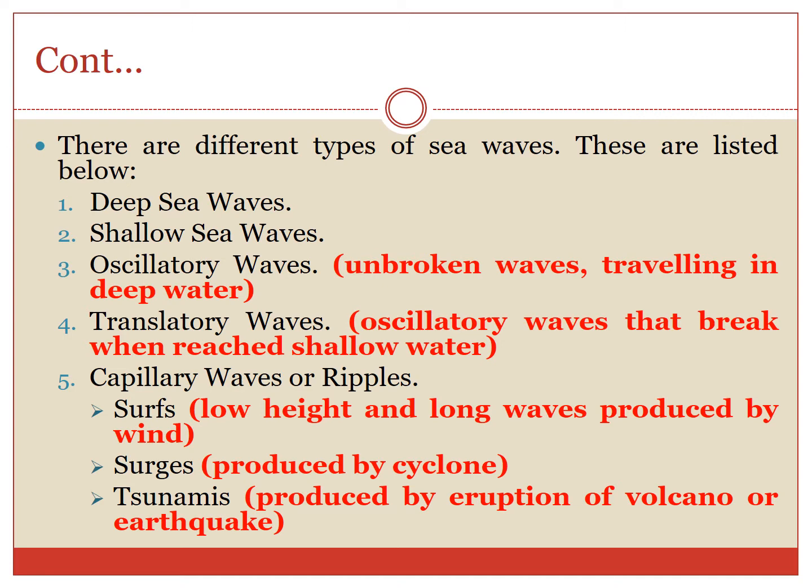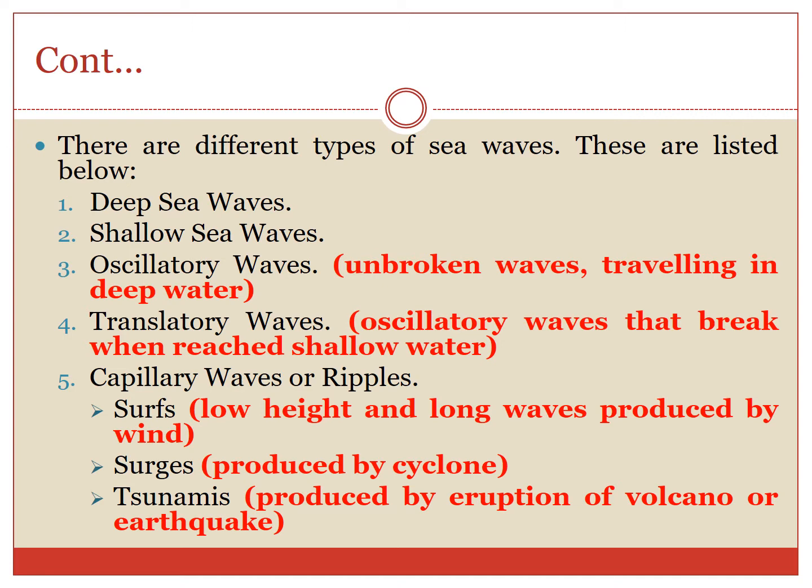Next up, we have the capillary waves or the ripples. There are three types of capillary waves. First is the surfs. The low height and the long waves produced by the wind are called surfs. In Western countries, tourists go surfing on a long plank on these waves.